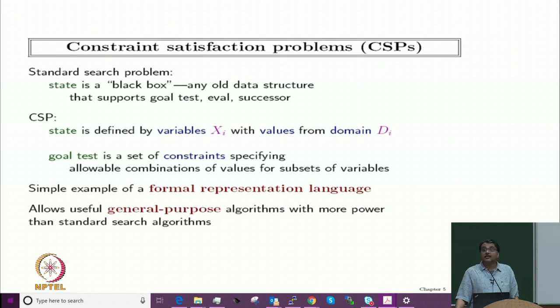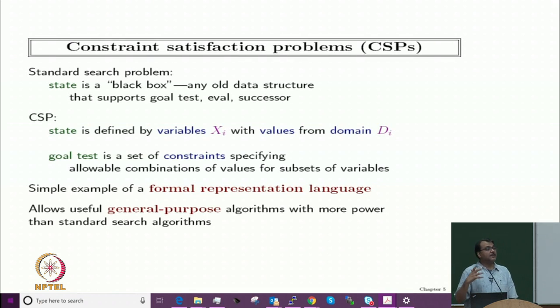Let us say we talk about n queens. Can we think of it as a variable value problem? Variable i would be the queen's position in the ith column, and its value would be the position, right. If you think of n puzzle, you can again say tile position is a variable and its value is the actual position, etc.